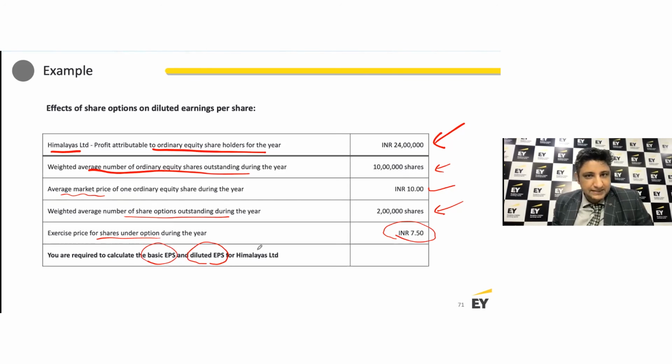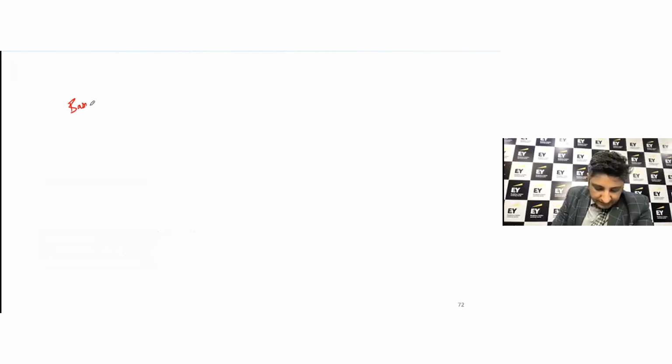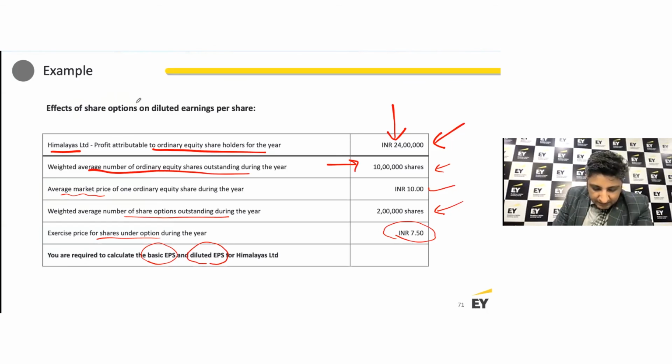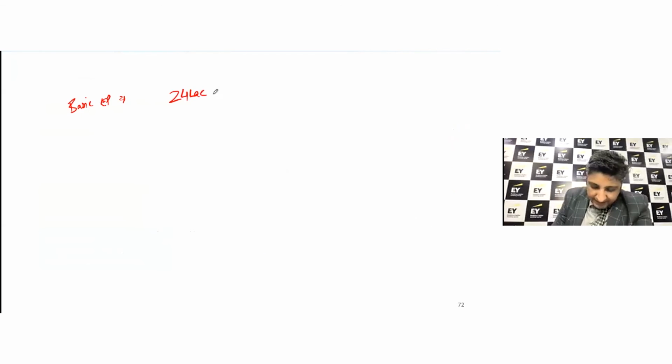The basic EPS would simply be the profit attributable divided by the weighted average number of shares outstanding. So the basic EPS is 24 lakhs divided by 10 lakh. That gives 2.40 rupees.